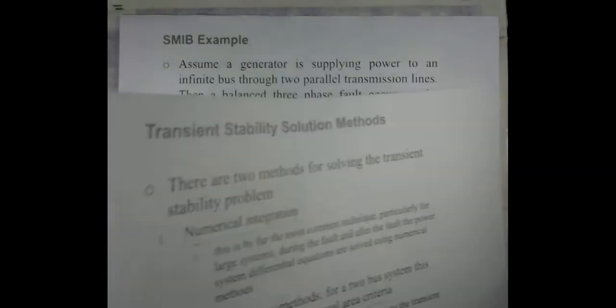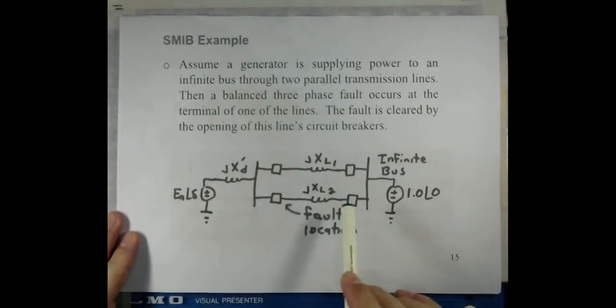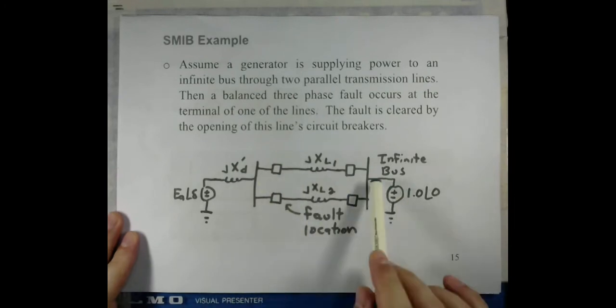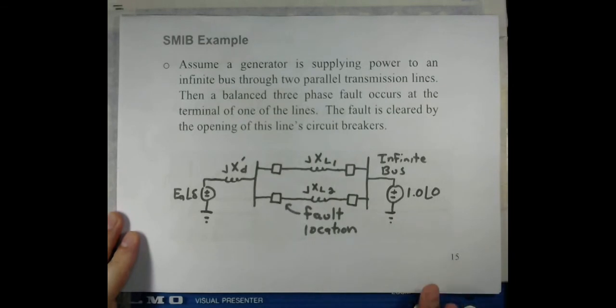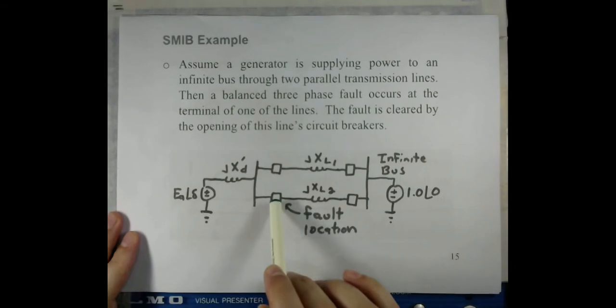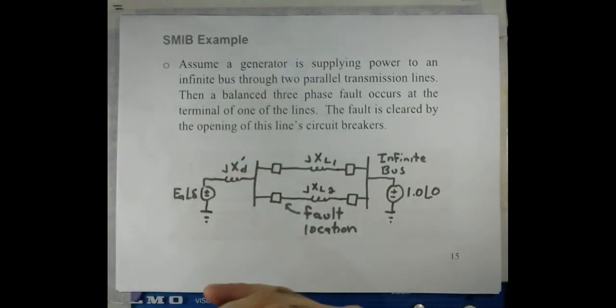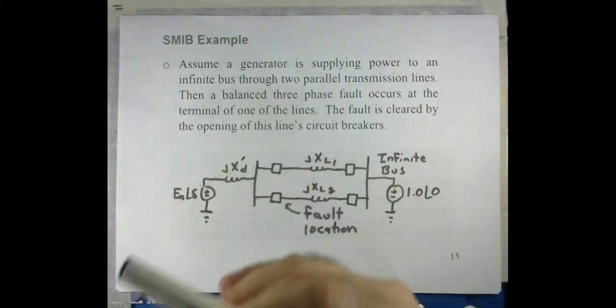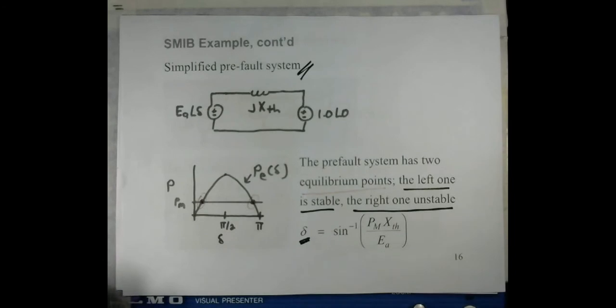And then we took an example of a single machine infinite bus, where the infinite bus is connected to the synchronous generator via two parallel transmission lines, and we considered that, let's say, there may occur a fault at this point. So then we discussed all the three conditions: pre-fault, during the fault, and after the fault is cleared. All the three cases were analyzed.